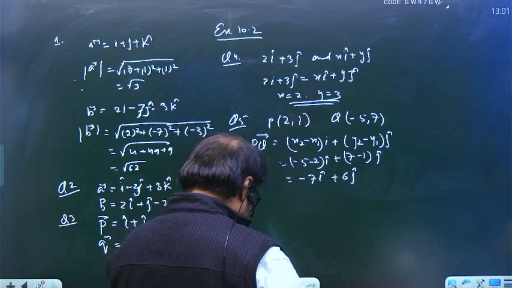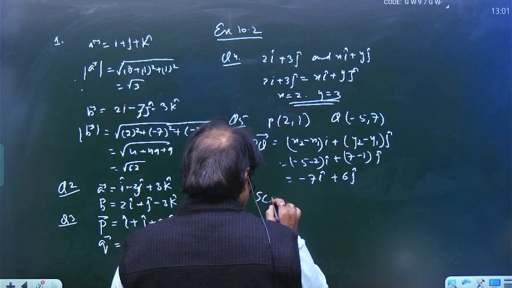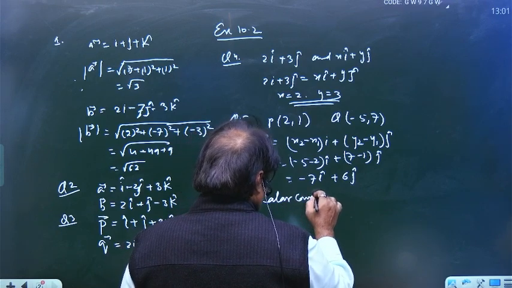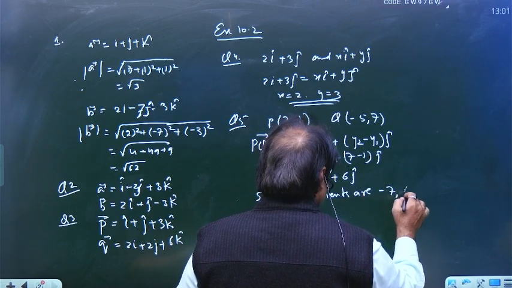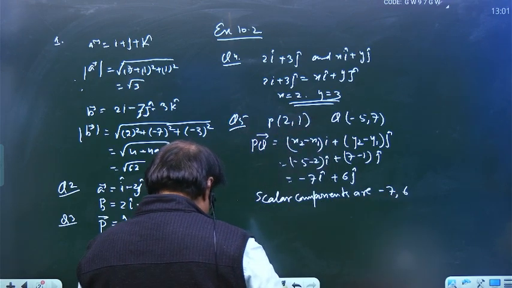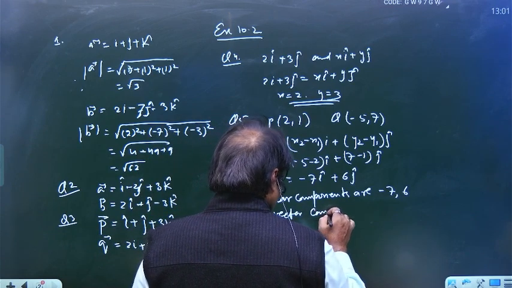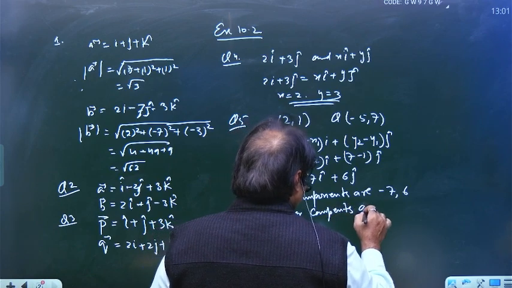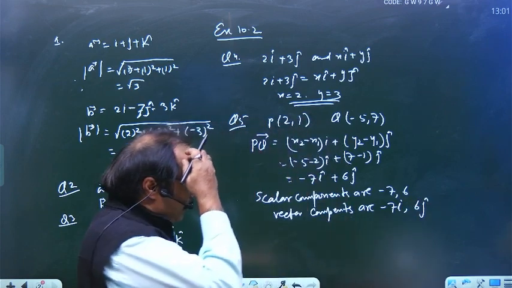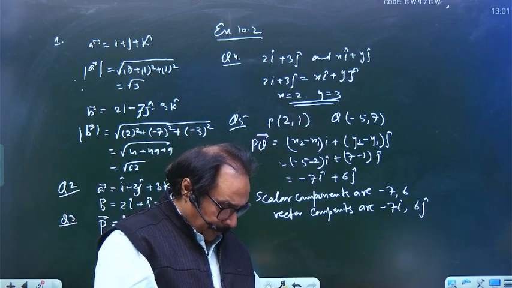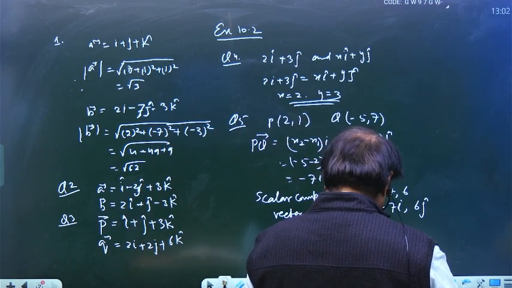Okay, so this is the vector, and we are required to find the scalar components. So scalar components are minus 7 and 6. These are the scalar components. Okay, and vector components are minus 7 i cap and 6 j cap. These are the vector components. Okay, then the next question is question number 6.